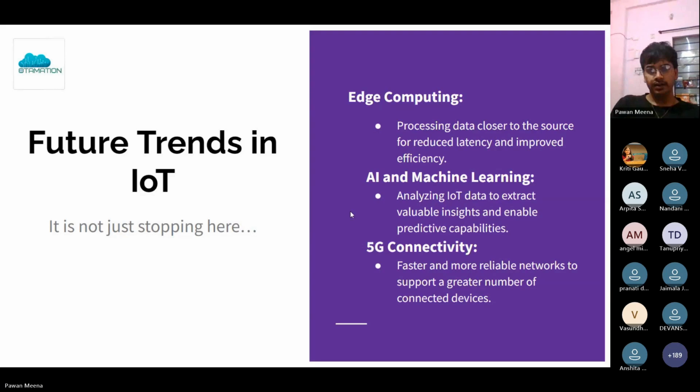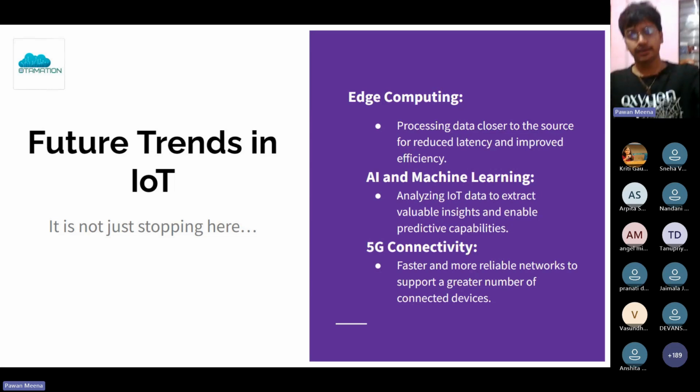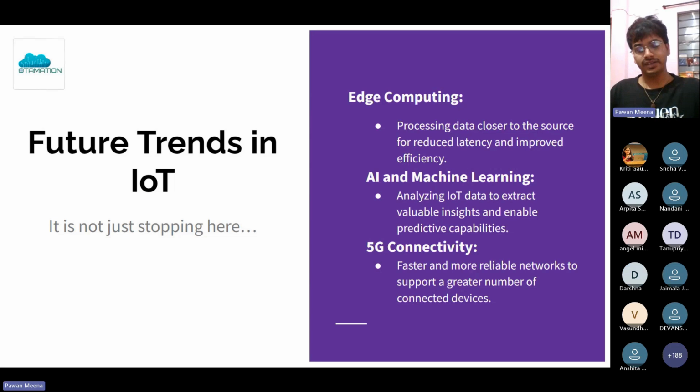Okay, let's continue. Next is AI and machine learning. Analyzing IoT data to extract visual insights and enable predictive capabilities. As we just discussed about AIoT, that is a combination of artificial intelligence and machine learning. IoT is all about collecting data, but when we have this huge amount of data, we have to use some kind of machine learning models so that we can take some useful insights from the data. Because it is raw data, and finding useful information from raw data is a very crucial task. That's why we use useful machine learning models like linear regression to make predictions and visual insights.